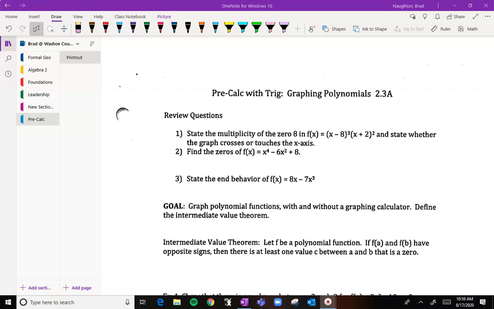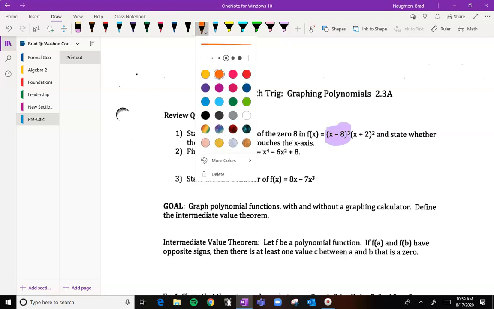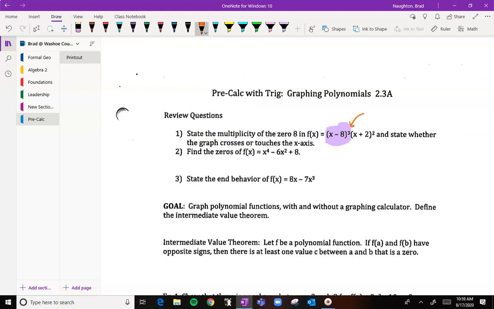All right, let's hit those review questions right off the bat and make sure we're all gravy. It says state the multiplicity of a zero. In the 0, 8, I'm just going to focus on that one right there. Obviously we can see it's to the 3, so that means you're going to have a multiplicity of 3.